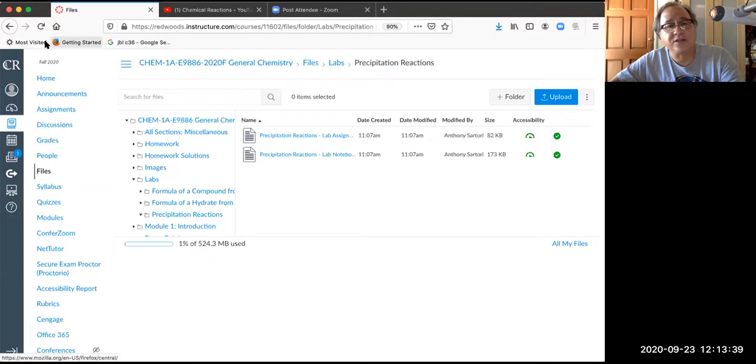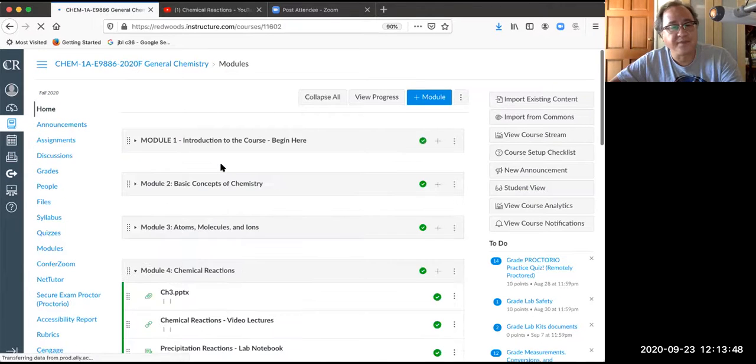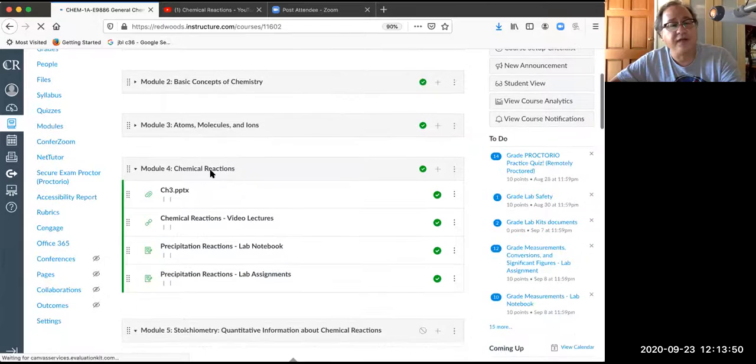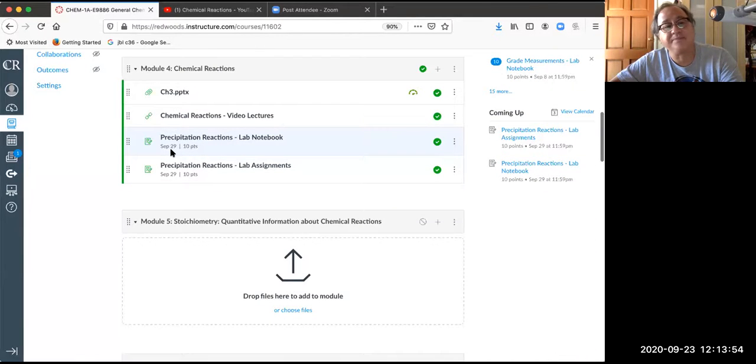And I'm going to go back to the home page, because the home page always gets you to the modules. And the modules are here. And you can see what the due date is for the precipitation reaction lab notebook, right? September 29th, which is next Tuesday. So you've got 6 days to work on this.